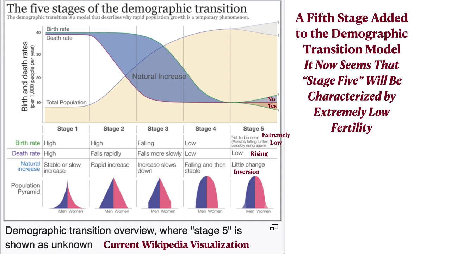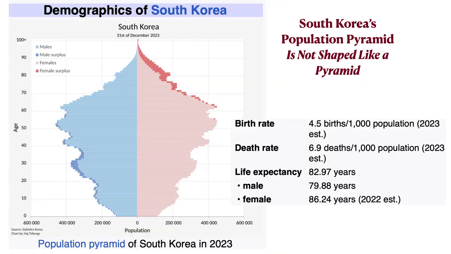So we have also here the population pyramids, characteristic of each stage, and the one for stage 5 actually shows the possibility of a flaring out at the bottom. In other words, more children being born, which is a possibility, I will certainly admit, but we're not seeing that. Certainly a country like South Korea, which probably has the lowest fertility rate in the world, the population pyramid is not shaped at all like a pyramid.